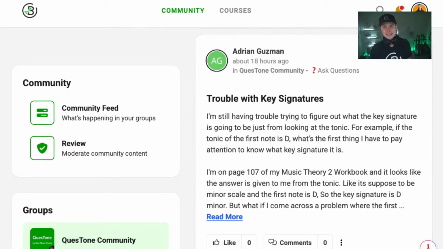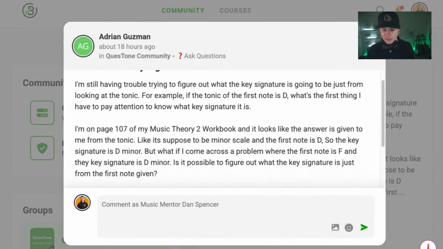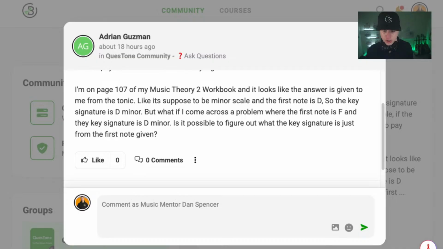Adrian Guzman asks the question: I'm still having trouble trying to figure out what the key signature is going to be just from looking at the tonic. For example, if the tonic of the first note is D, what's the first thing I have to pay attention to know what key signature it is? On page 107 of Music Theory Workbook 2, it looks like the answer is given to me from the tonic. Like suppose it to be a minor scale and the first note is D, so the key signature is D minor.